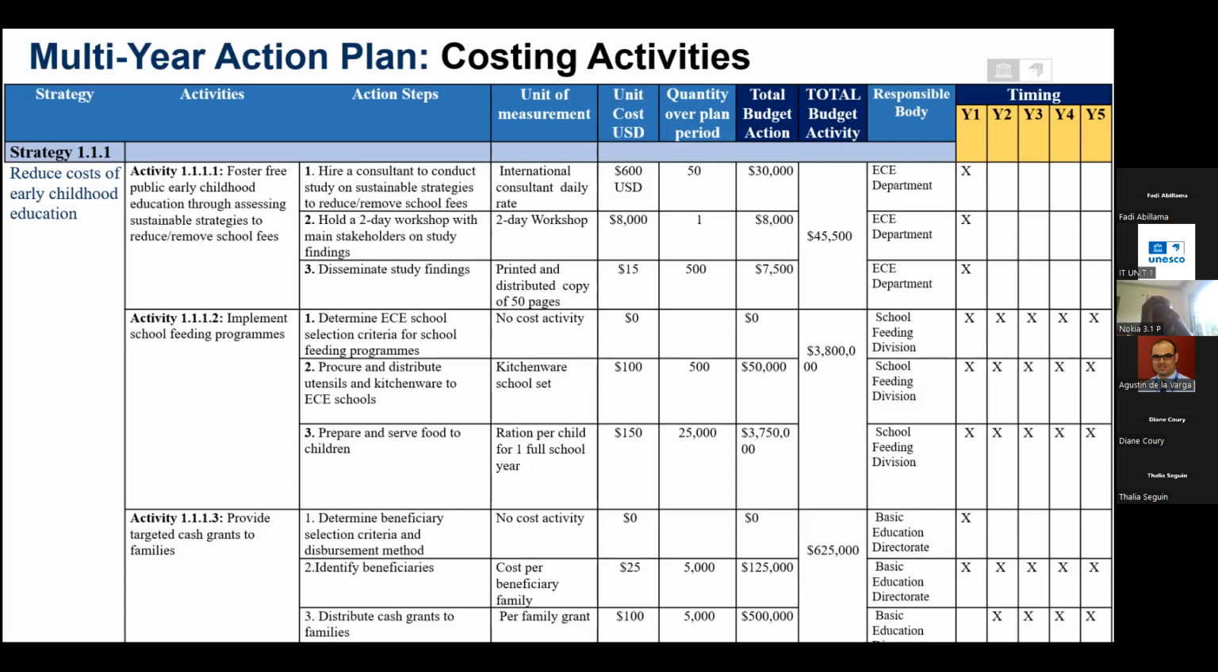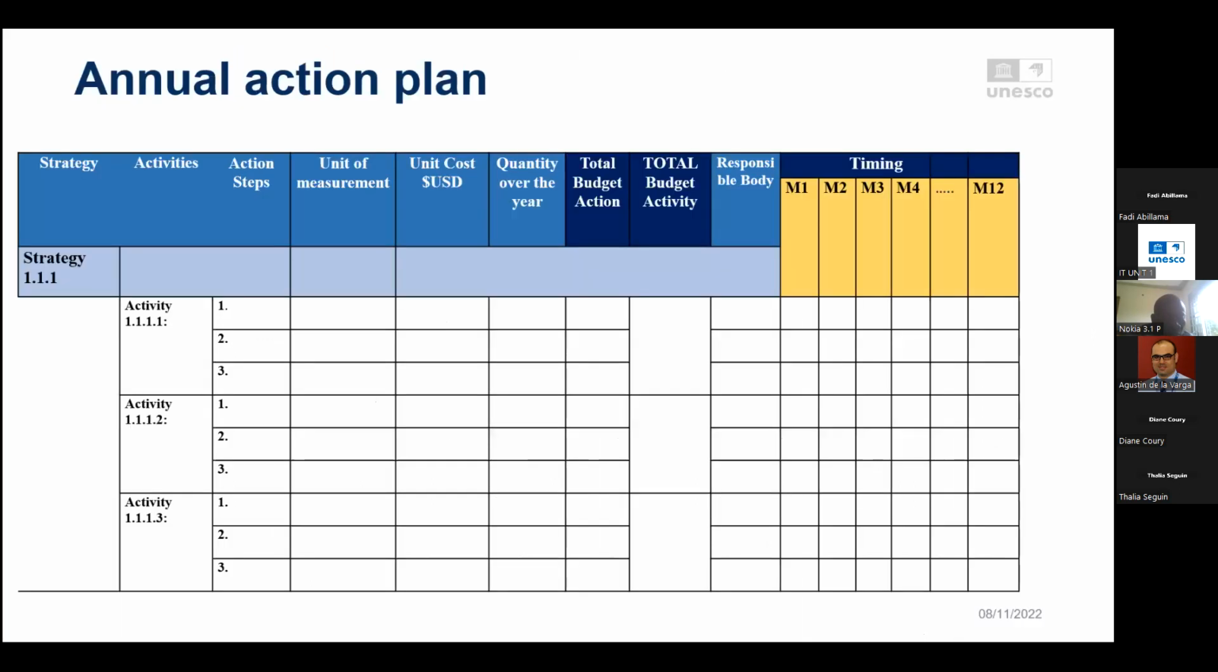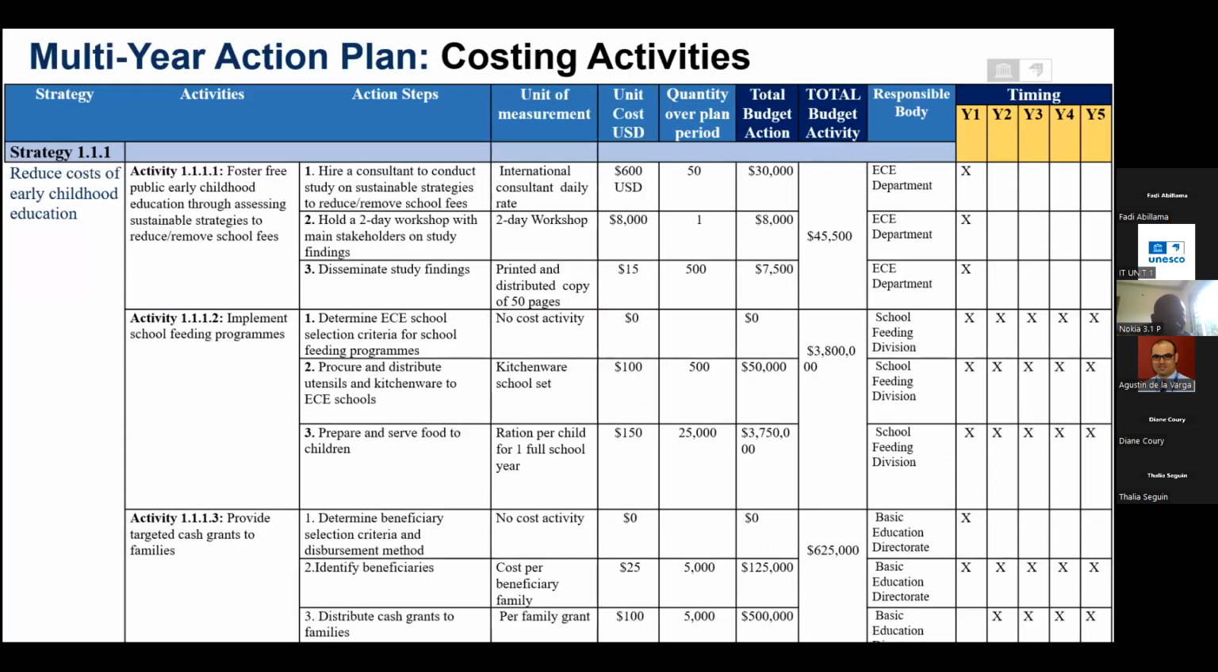Ideally, you want this cost to be in the simulation model. This will ease your costing and also help you in assessing how many schools you need to target on a yearly basis. The last action step is to prepare and serve food to children. The ration is $150 per child per year, and you are aiming for 25,000 kids by the end of the plan. Here as well, this will be drawn from the simulation model.